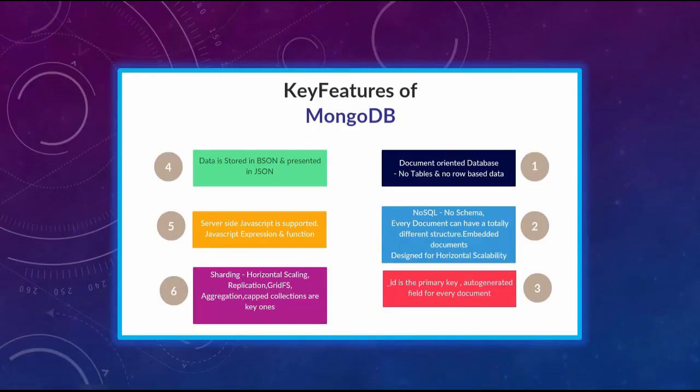GridFS is very simple and easy to learn among these. GridFS is for saving big data, similar to blob content in our traditional database. Aggregation is similar to our traditional RDBMS stuff. And capped collections are collections with limitations in size. We'll be seeing about these 5 and 6 in later sections. So now let us focus on these 3-4 key features of MongoDB.